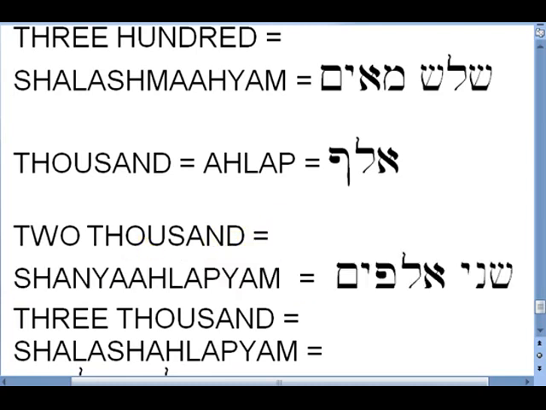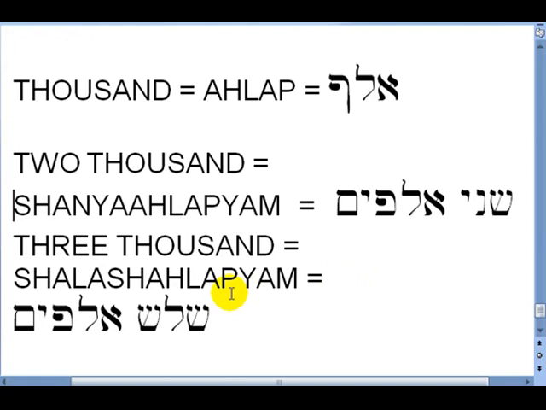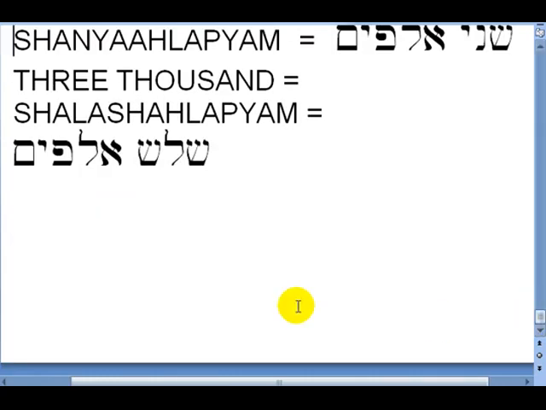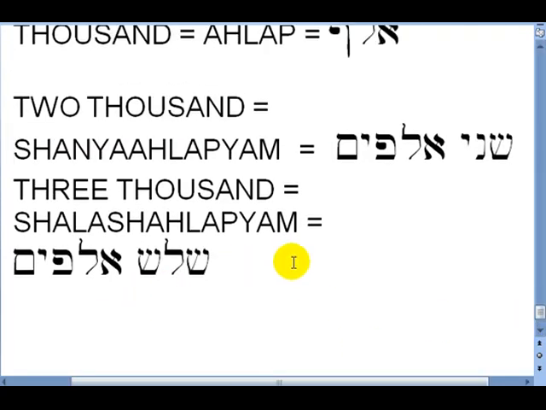Alright, 2,000. Let me drop this down. 2,000 would be Shanya Alapium, because alap is 1,000, right? Shanya is 2, so then you put the yum at the end of alapium to make it 2,000. Alright, same thing with 3,000, Shalash Alapium. And you just continue on that way, and that's pretty much the last one.